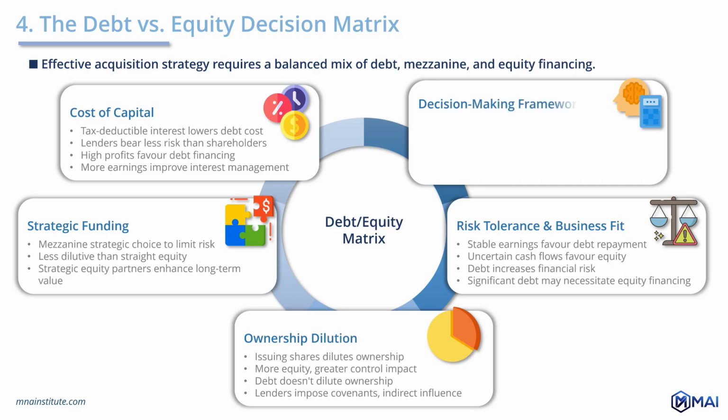5. Decision-making framework. Quantitative analysis. Calculate the cost of capital under different financing scenarios. Assess how each option affects financial metrics like earnings per share and total debt levels. Risk assessment. Analyze your company's risk profile and comfort level with potential increased leverage due to additional debt.